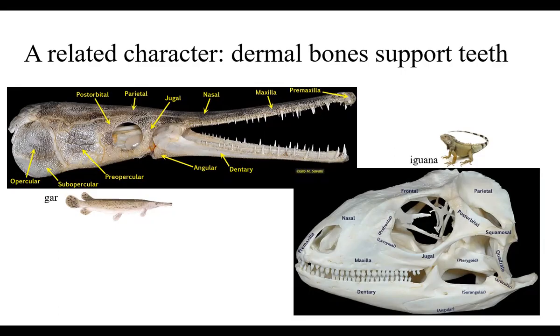The second is related to a bony internal skeleton, but it has to do with the dermal bones, the outside bones, the bones that are homologous with some of that placoderm armor. Dermal bones are the ones that do support teeth.